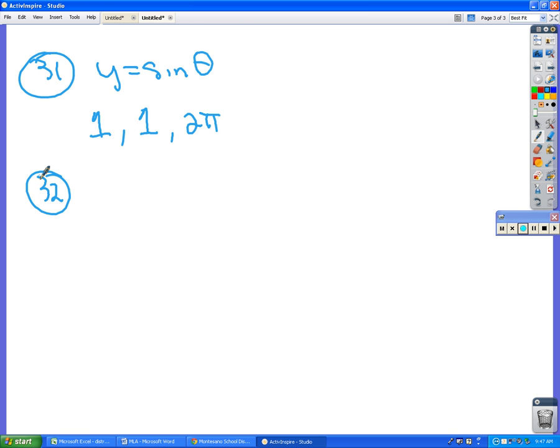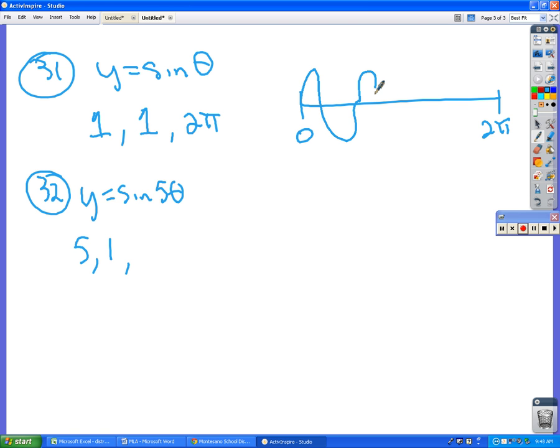So number 32 says y equals sine of 5 theta. So how many cycles will it complete from 0 to 2 pi? 5. What's the amplitude? 1. And what's the period? If it completes 5 cycles in 2 pi, the period's going to be 1/5 of 2 pi, right? Because here's your interval from 0 to 2 pi, and it goes 1, 2, 3, 4, 5 in there, right?